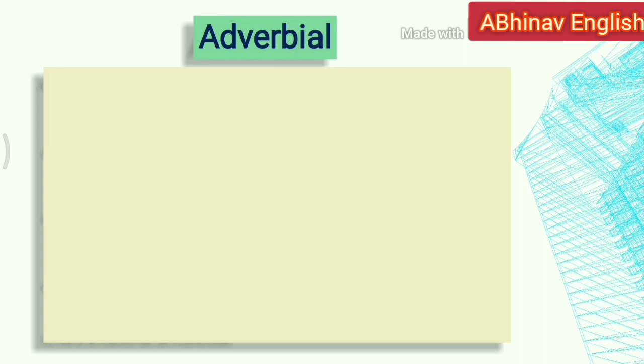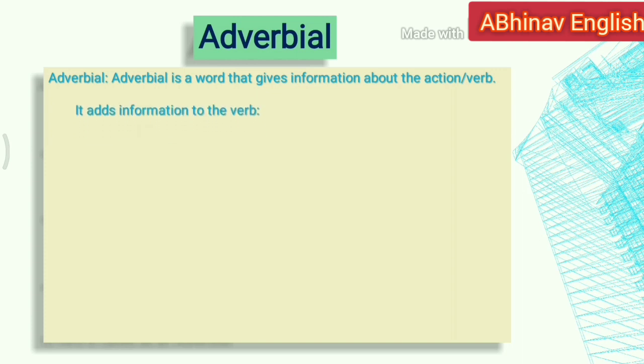What is adverbial? Adverbial is a word that gives information about the action or verb. Now see, it adds information to the verb. Narendra is at railway station. Is is the verb of existence, be form, and at railway station, this phrase gives you information about the place of being, where. So it gives information about is, and we get the adverbial phrase, adverbial, at railway station.